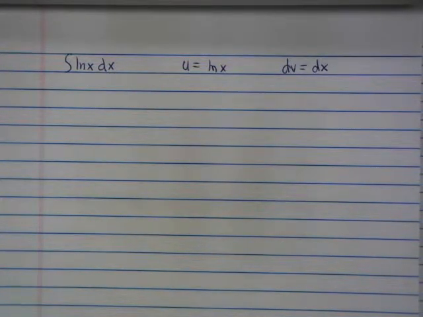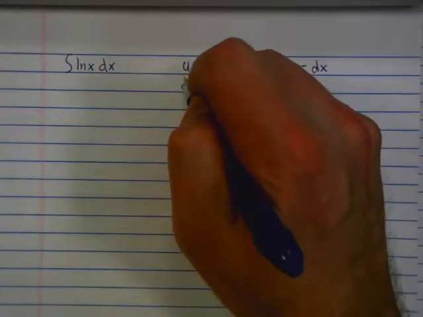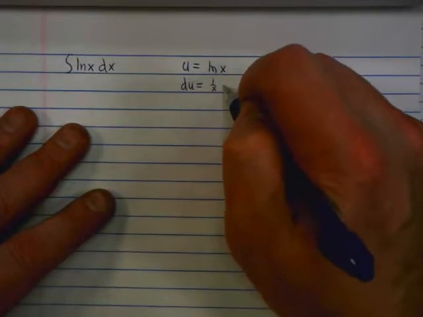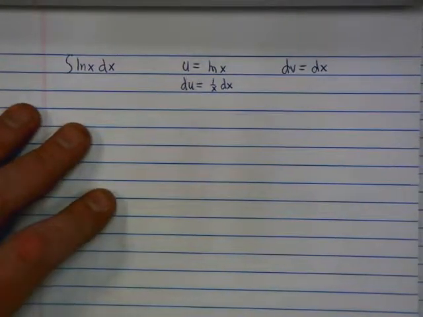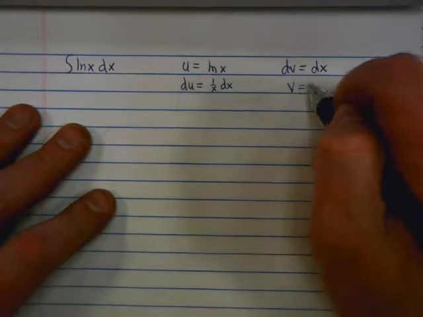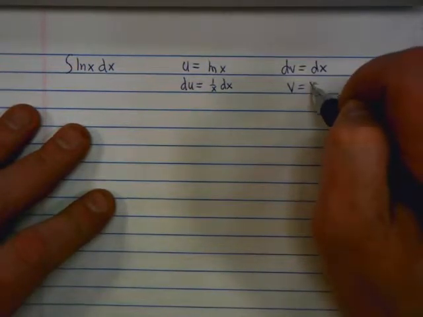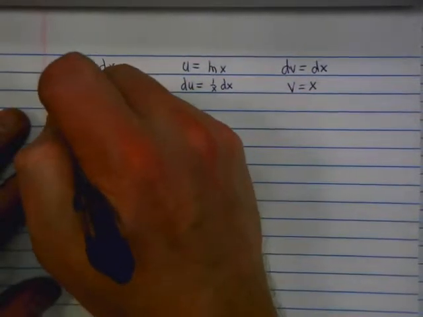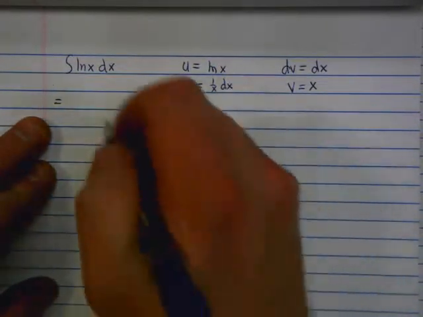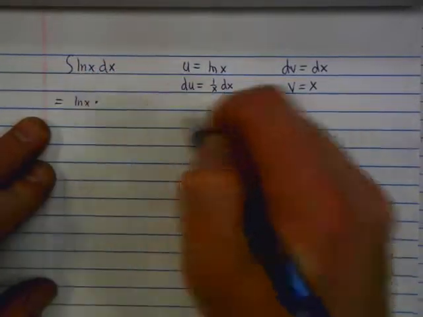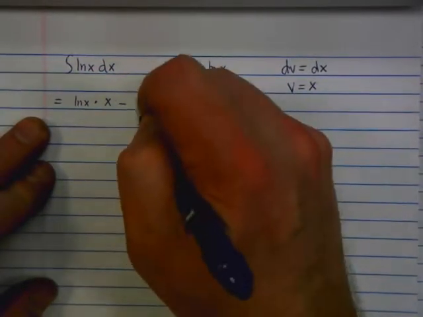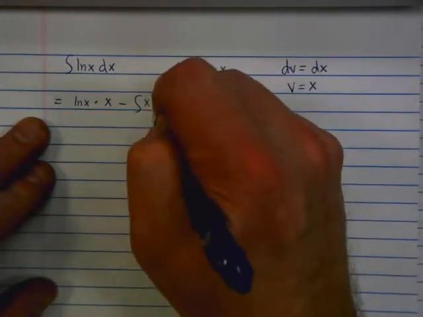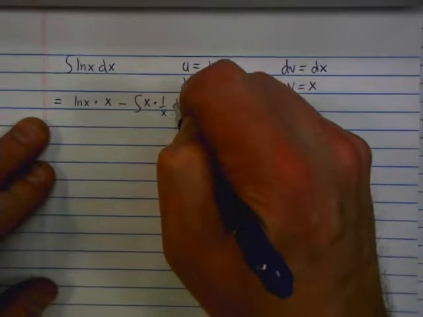1 dx, that's correct. Take the derivative. du is 1 over x dx. And over here we integrate. v is just x. All right, plug that in. u times v. u is ln x, v is x. Minus integral of v, that's x, times du, 1 over x dx.